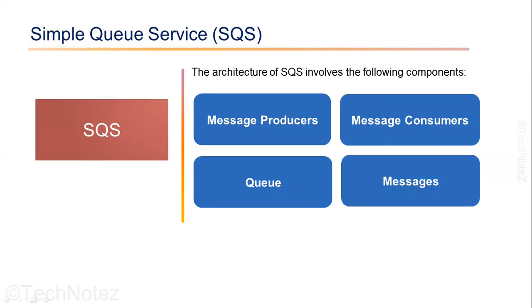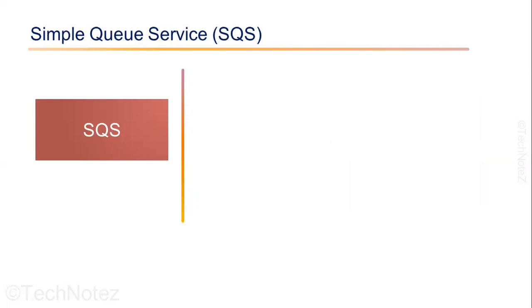Messages. Messages are the information that is exchanged between producer and consumer. They can be of any type, such as text or binary data. If the consumer is unable to process the message, it can return the message to the queue for processing at a later time. As we talked about, SQS provides two types of queues.